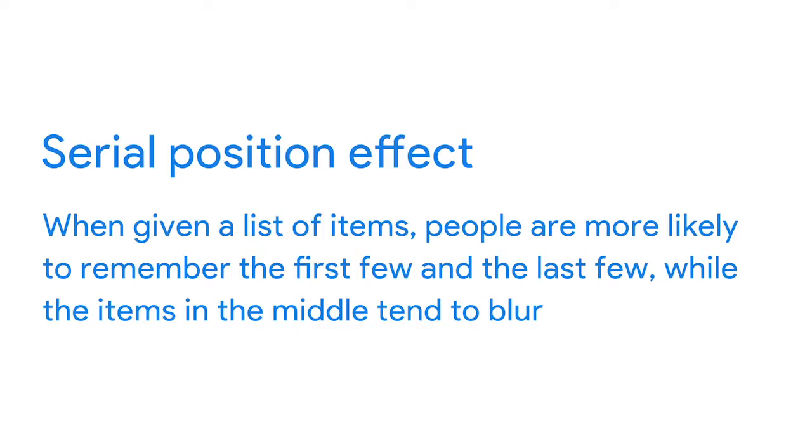Another bias you may have during a usability study is serial position effect. Serial position effect is a psychological bias that states that when given a list of items, people are more likely to remember the first few and the last few, while the items in the middle tend to blur. Be aware that when you're interviewing or watching participants, the first and last things they reveal might stand out to you more than the feedback in the middle because of the serial position effect. Similarly, your participants might experience a serial position effect. If you give participants a list of instructions, they're more likely to remember the first and the last items on the list.